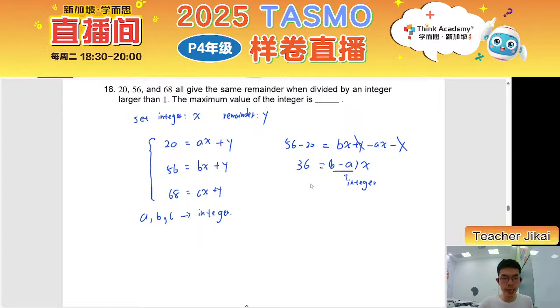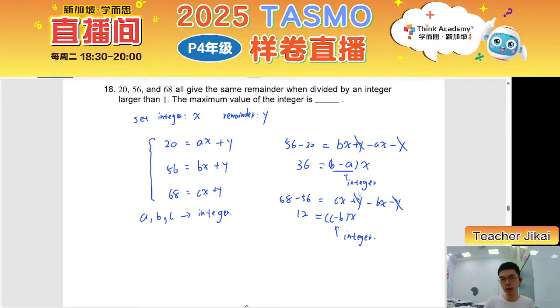So we can do it again, right? So 68 minus 56. It is cx plus y minus bx minus y. Y goes away. So it is (c minus b)x will be equal to 12. So this one is also an integer.